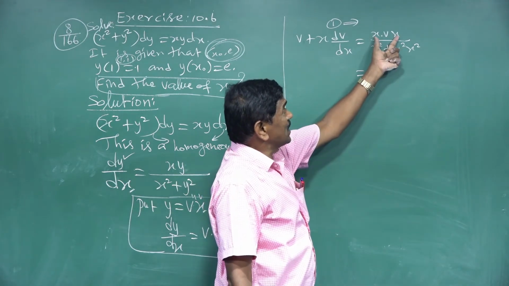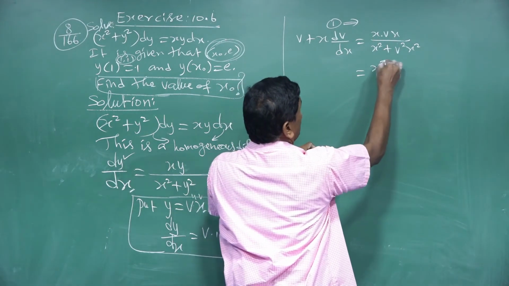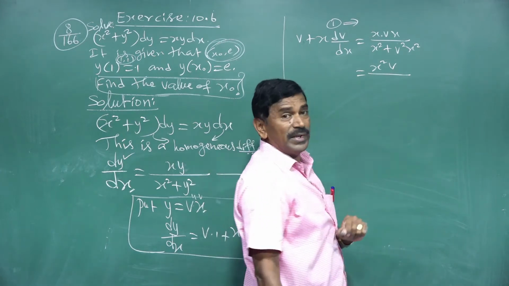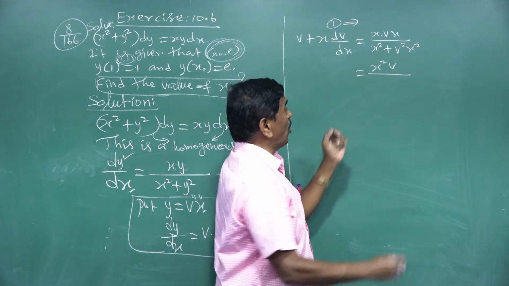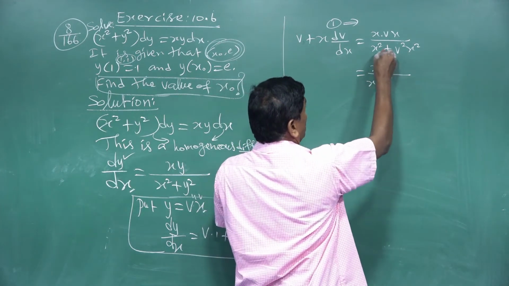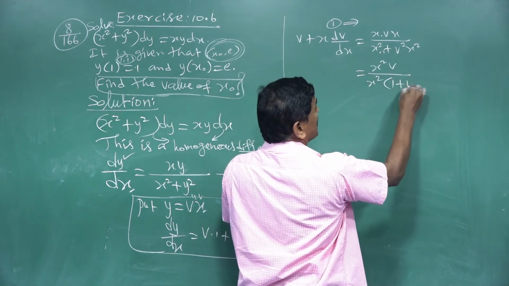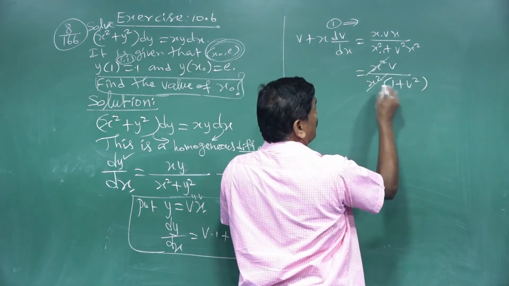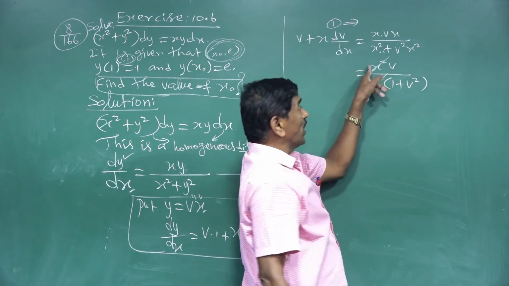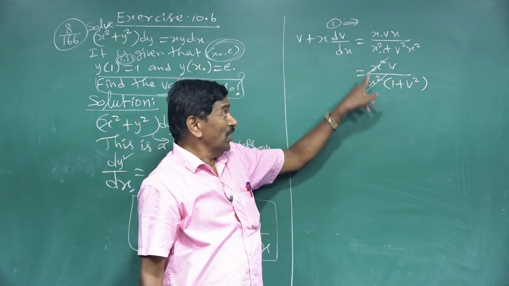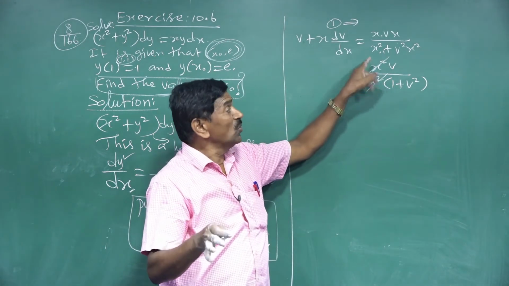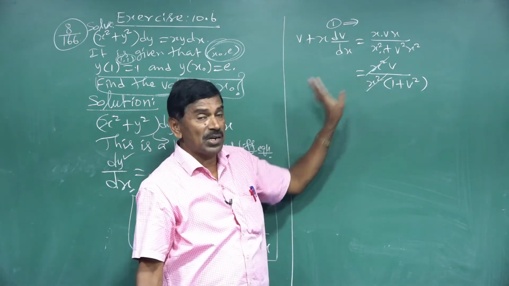Yes, numerator x into x square v, so x square v, divided by the denominator. Yes, x square common, so x square into 1 plus v square. x square cancels. So in this step also you can identify whether it is homogeneous or not. Here the x variable is fully cancelled. So our method is correct and the steps also are correct.